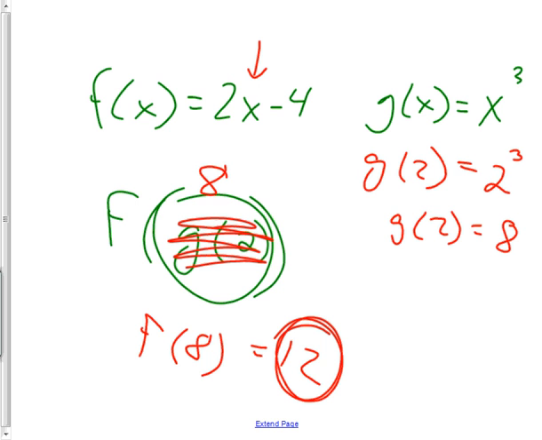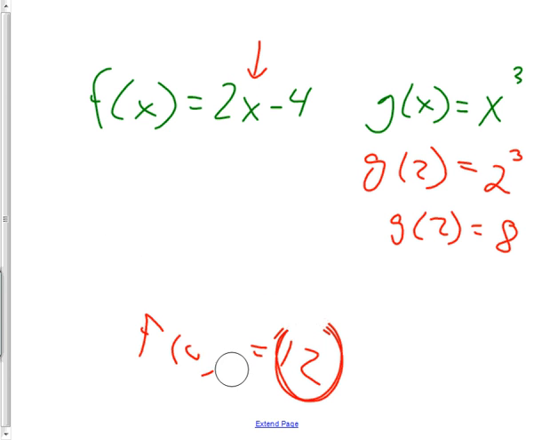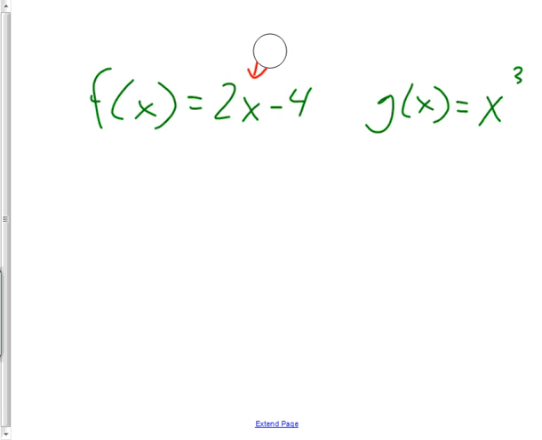All right. Let's use the same f of x and g of x. And this time, I'd want you to figure out, this is trickier, f of g of p. You're in an accelerated class. Earn it.